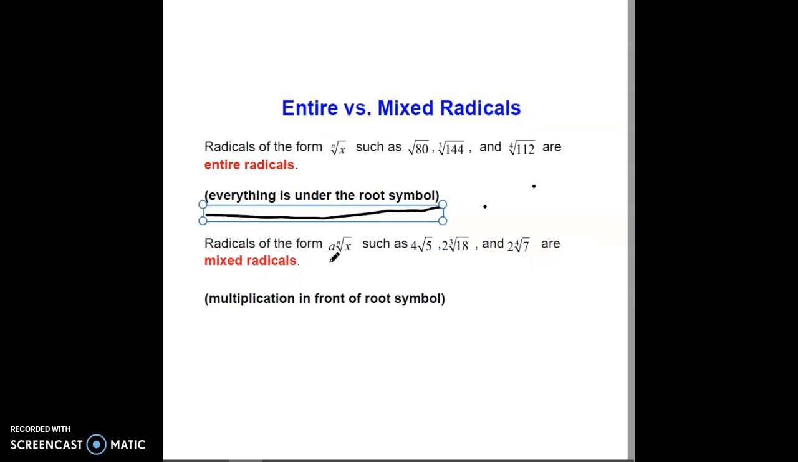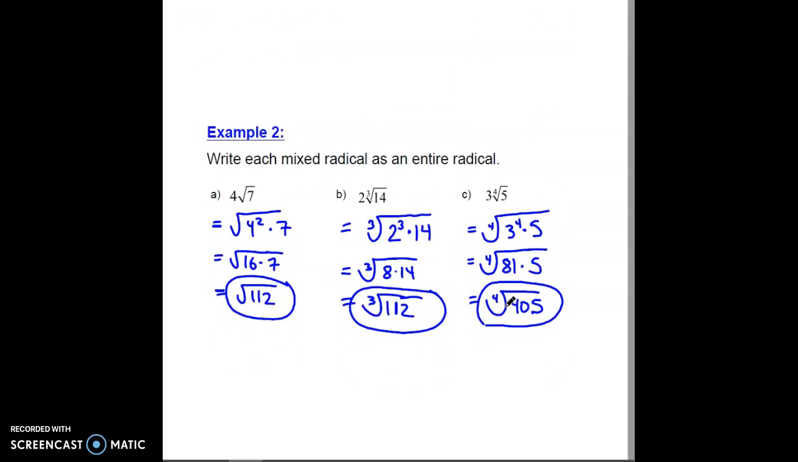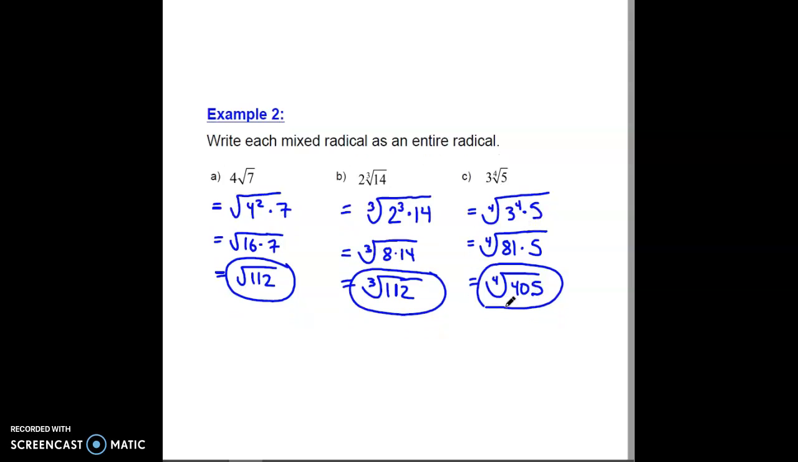But then radicals of the form when it has a coefficient, okay, such as 4 root symbol 5, or anything like this, these are known as mixed radicals. So it's a multiplication in front of a root symbol, okay? So what we've done before, like Friday and earlier today, we took an entire radical and changed it to a mixed radical. Well, now we're going to start with a mixed radical and end up with our answer as an entire radical. Okay, so this should look similar to answers you have solved last week. So what we do is the exact opposite of what we did last week.